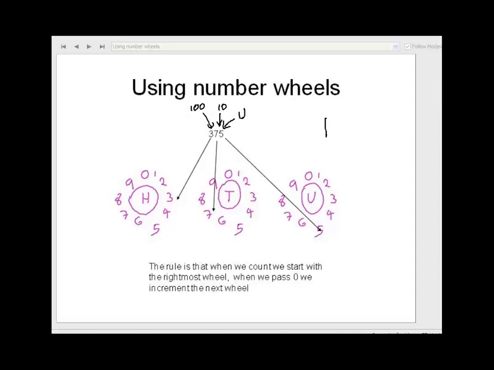In Roman numerals, this, for instance, stood for 4, but it shouldn't do. By rights, this should stand for 15, because we've got a 1 and a 5. So the Roman system was not a positional numbering system. Ours is positional numbering, and the position matters.